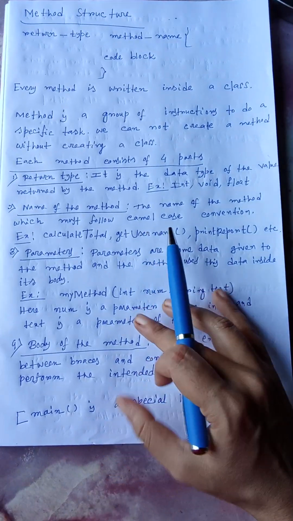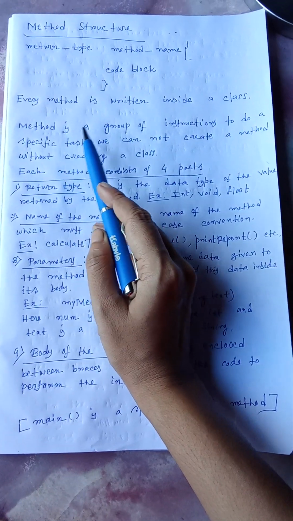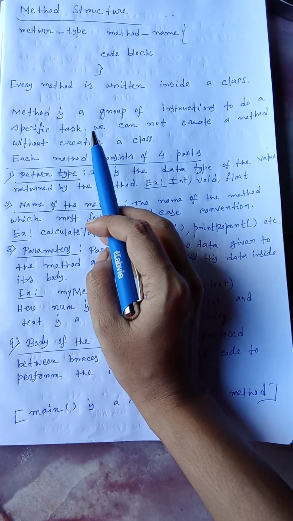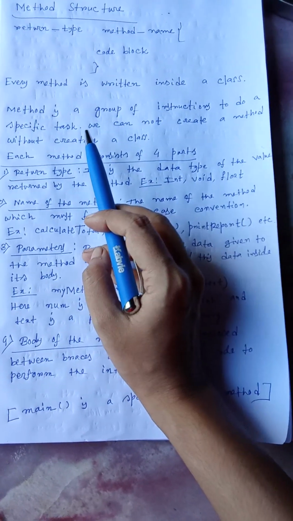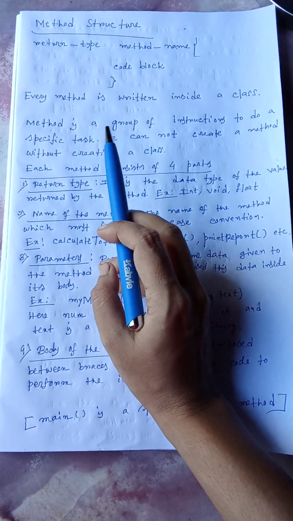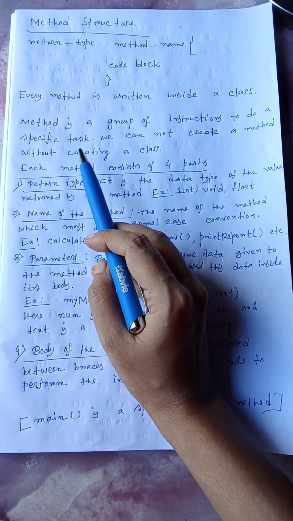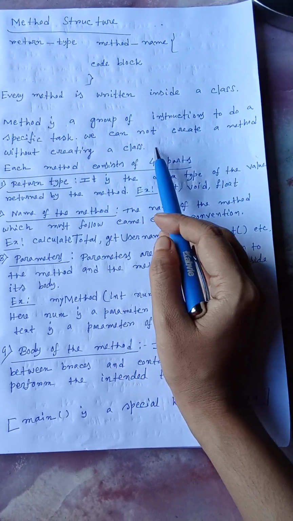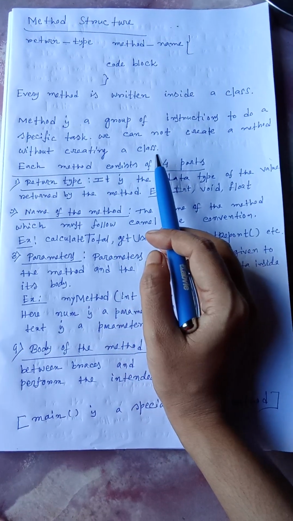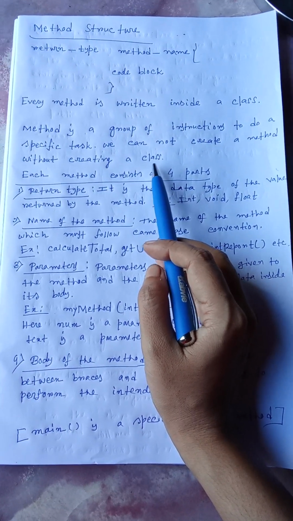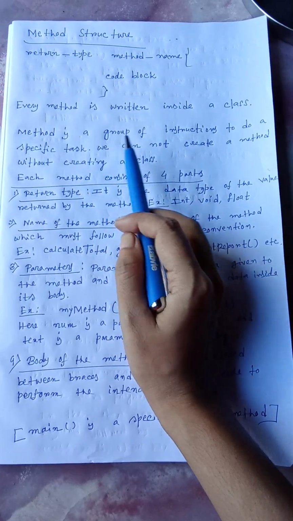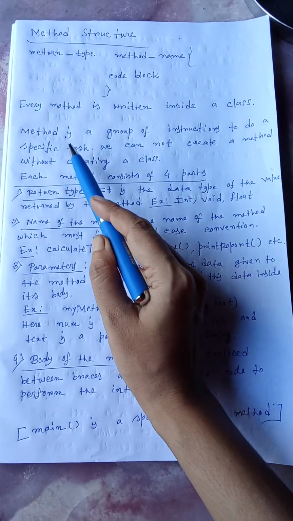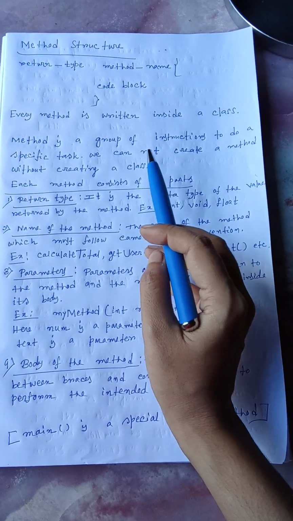Okay. Now the definition of method. What is a method? A method is a group of instructions to do a specific task. When we need to perform any specific task, like we need to sum two numbers, or subtract two numbers, or find the percentage of any number, we have to create a method. Okay? But we cannot create a method without creating a class. Since Java is an object-oriented programming language, for creating any method, first we need to create a class. Then inside that class, we have to write the method and perform our specific task.